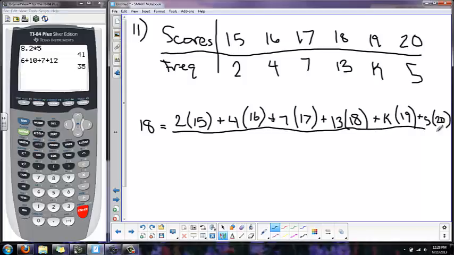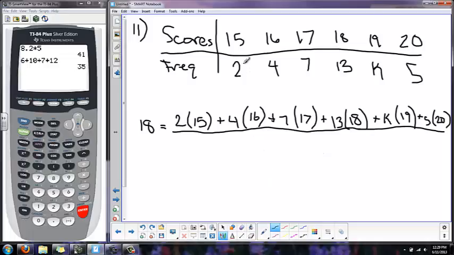Okay, so that was just me going through and adding up all of the scores that I have, just like if you wanted to figure out what your average was for a test. So I added up all of those scores. Now I need to divide by the total number of scores that I have.